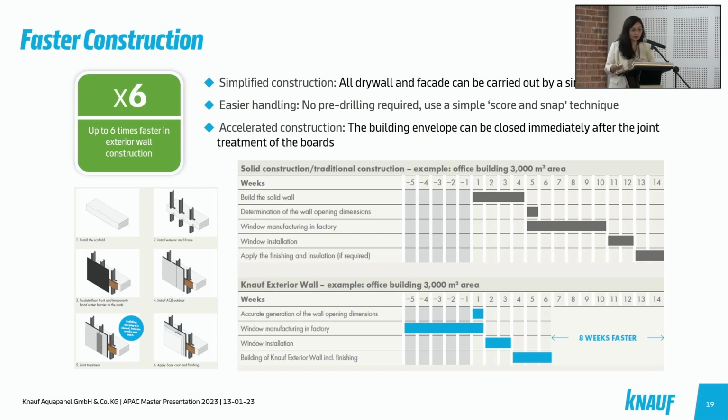It's also 6 times faster in external wall construction. How? The drywall and facade can be done single-handedly by one trade, which simplifies the construction process. You don't need any pre-drilling, and the cutting of boards is simply through scoring and snap techniques, so it gives easier handling for the contractor and hastens construction. The very good thing is you can close up the building envelope faster through the joint treatments, which speeds up construction, making it very efficient.